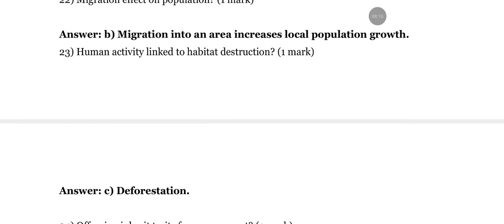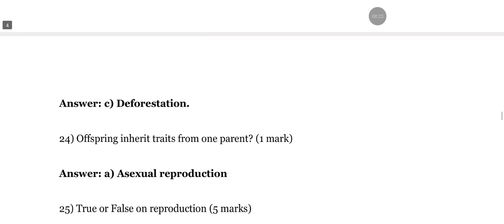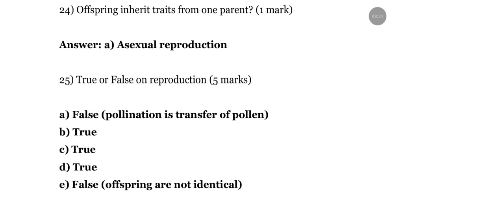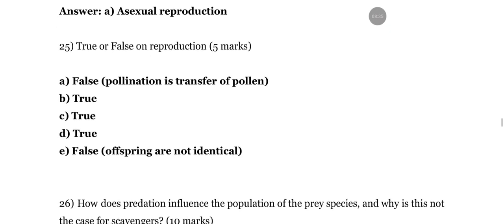And then number 23, it's about how human activity is linked to habitat destruction. It is deforestation. And then offspring inherits traits from one parent. It is asexual reproduction. Yes, true or false on reproduction.